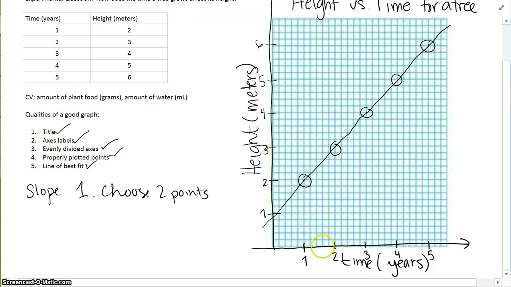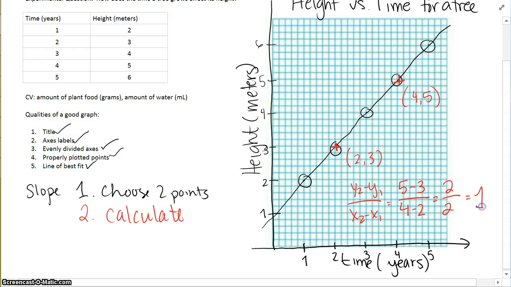So my first point will be right about, I'm trying to find some that are good here. My points are right on my line, so I'm going to choose that one and this one. This one is 2, 3, and this one is 4, 5. Step 2 in my slope is to calculate the slope. I'm going to show that work right on my graph. So y2 minus y1 over x2 minus x1, I have 5 minus 3 over 4 minus 2. That equals 2 over 2. So my slope is 1 meter per year.